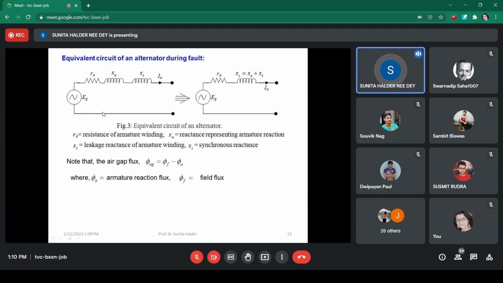This is the equivalent circuit of the alternator during normal operating condition. The armature reaction reactance and the leakage reactance altogether are called the synchronous reactance. I hope you know that. And total resistance and reactance altogether is the impedance. But generally we neglect resistance during fault calculation because the role of resistance in controlling the fault current or the armature current is very small compared to the reactance. So generally we neglect the resistance. But if we want the actual calculation, the actual scenario, we should consider it.